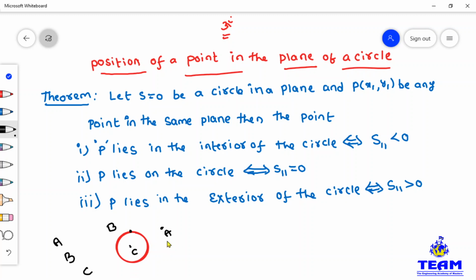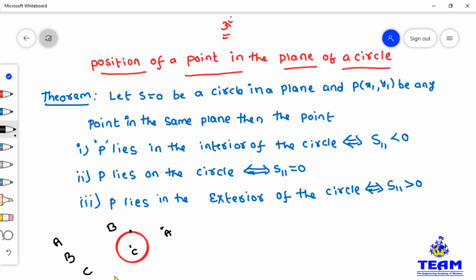So now you observe, by the observation we can say point A is exterior of the circle. Next, point B is on the circle, and point C is interior of the circle.